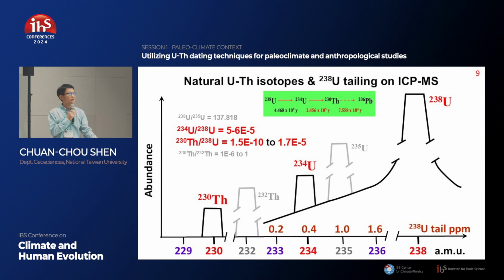Sometimes it's challenging. Yes, sometimes it's challenging. And besides, 238 is too big. So when you run it on an ICP system, the tailing from 238 into the low mass domain could cause a bias. It is a problem.